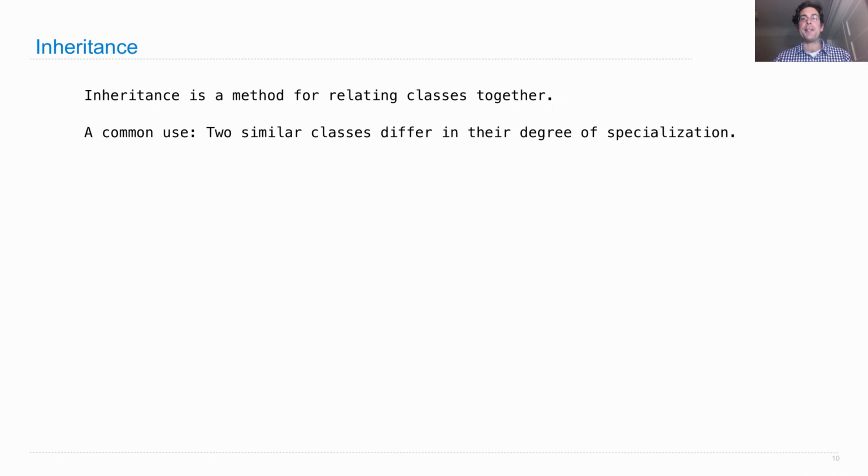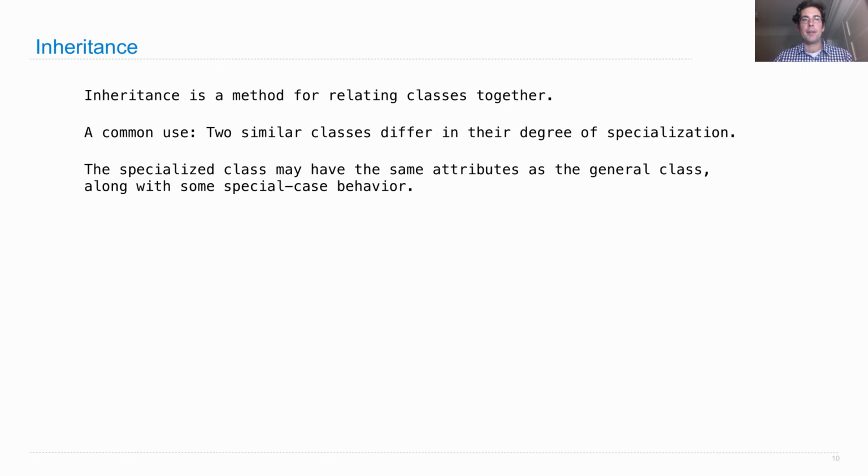So the most common use case you should think about when using inheritance is when you have two similar classes that differ in their degree of specialization. The specialized class might have all the same attributes as the general class, along with some special case behavior. The way you express this syntactically in Python is that in addition to having a class statement with a name and a suite, you can also put in parentheses a base class. And the base class is what this class inherits from.